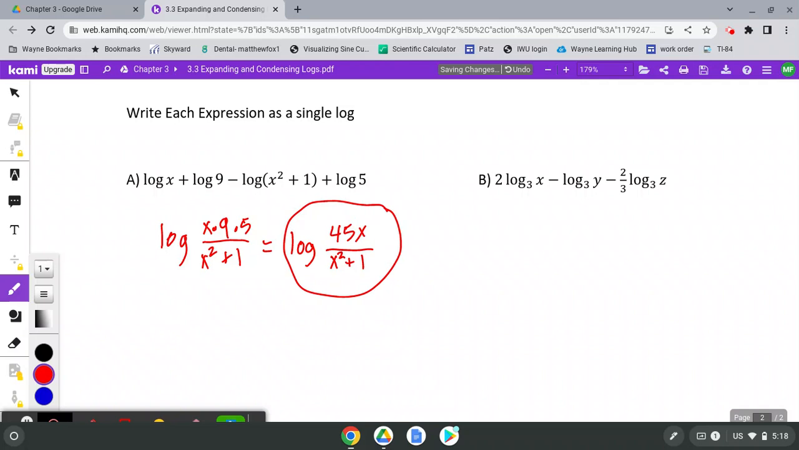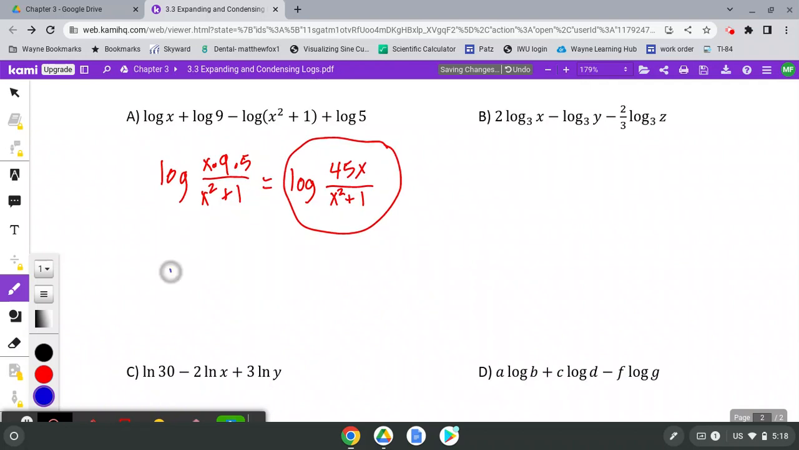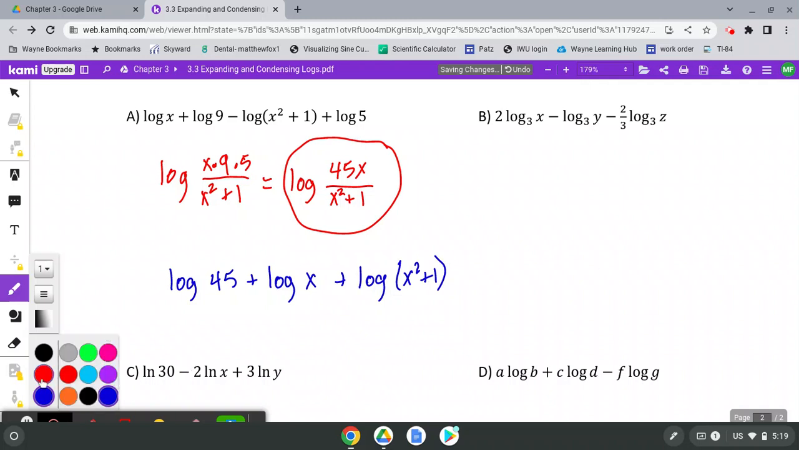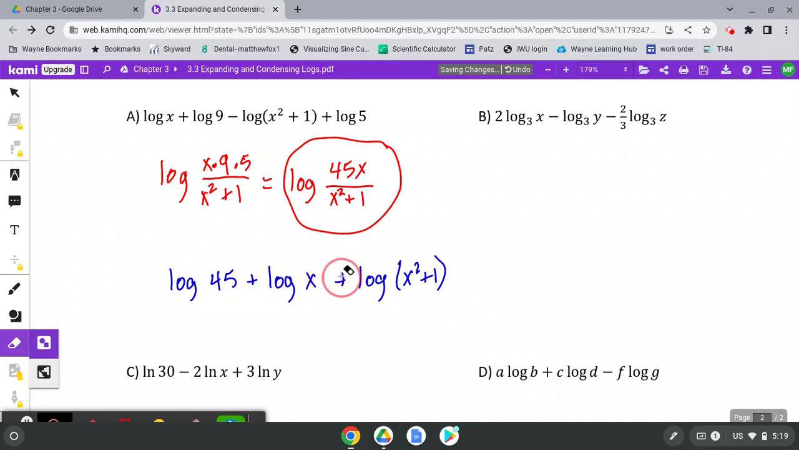Now some of you might be thinking, well, if we were asked to expand that, what would we get? Would we get all the way to our original answer? The answer is no. If we were expanding this, there's no reason you would break apart the 5 and the 9. If we were asked to expand that, you would get log of 45 plus log of x minus log of all that x squared plus 1. Oops, I made a mistake. Hopefully you caught that. I need this to be minus, so sorry about that.